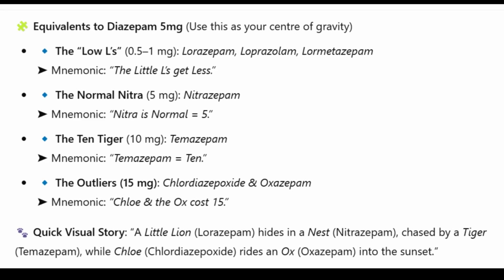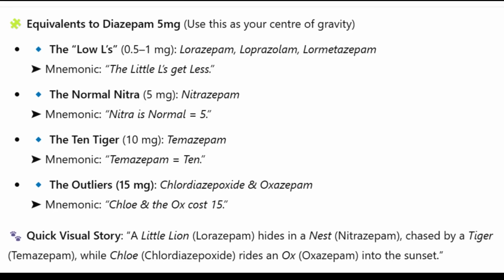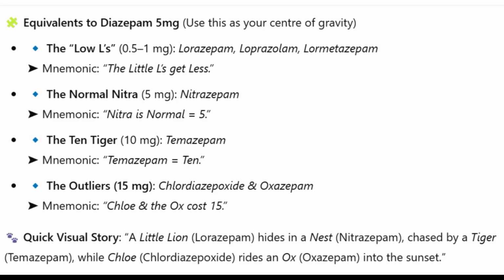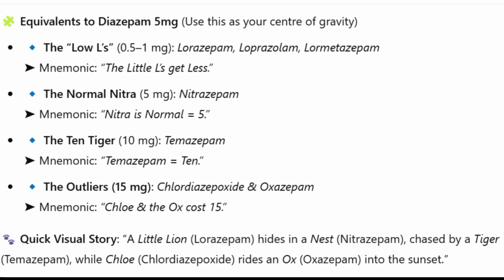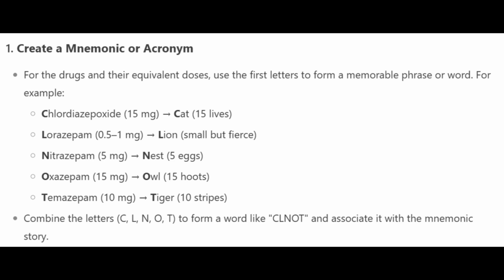Core principles are to switch to diazepam because it's long-acting, smooths withdrawal, and plays nicely with dose tapering. Tapering works by cutting the dose by 1/10 to 1/4 every 2 weeks. Equivalent to diazepam 5 mg. Use this as your center of gravity.